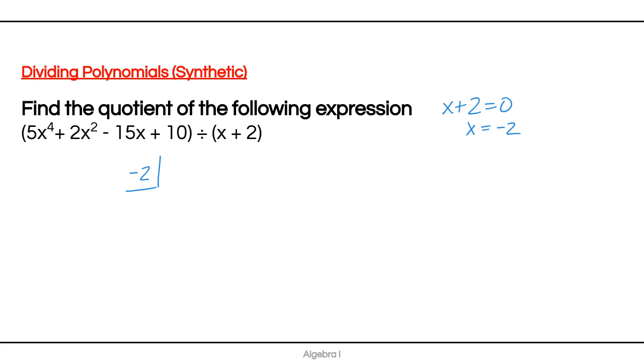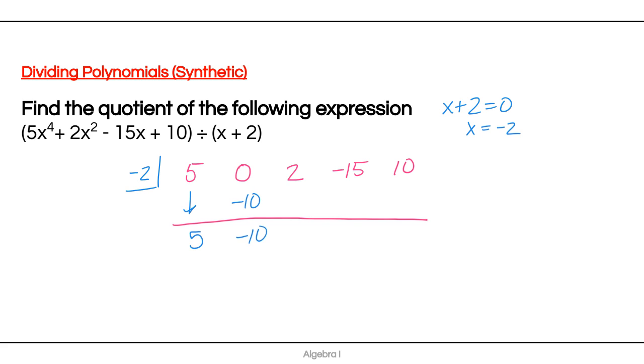So my x to the fourth is 5. X to the third would be 0 because we don't have one. X squared is 2. X is negative 15. And then my constant is 10. So then I'm going to just continue and follow the same steps as I have done before. Bring down the 5. 5 times negative 2 is negative 10. 0 minus 10 is negative 10. Negative 10 times negative 2 is positive 20. 20 plus 2 is 22.